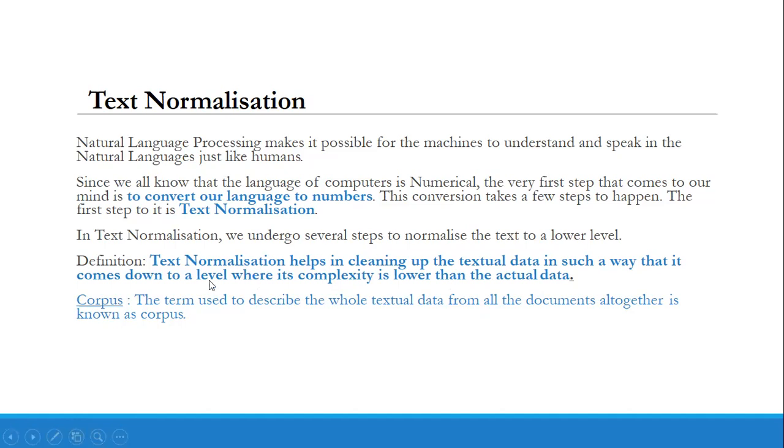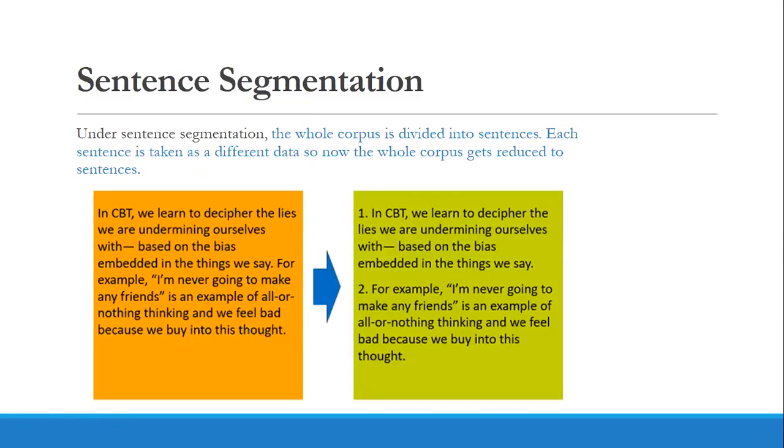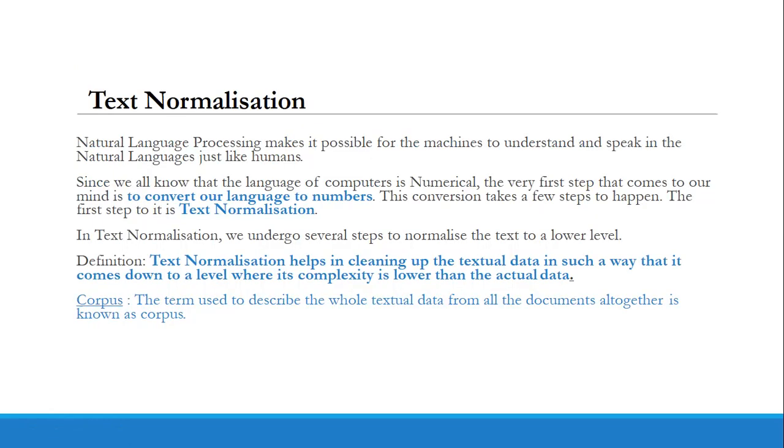Now let us see the word corpus. What does this word corpus mean? The term used to describe the whole textual data from all the documents all together is known as corpus. So when we are talking about text normalization, the term corpus arrives. Now let us see how the text normalization happens.